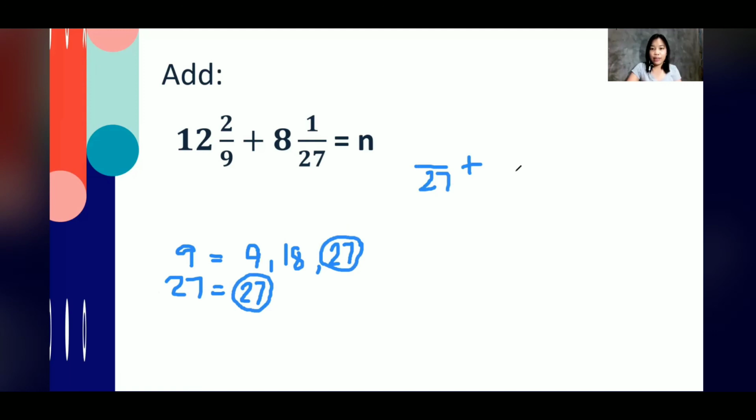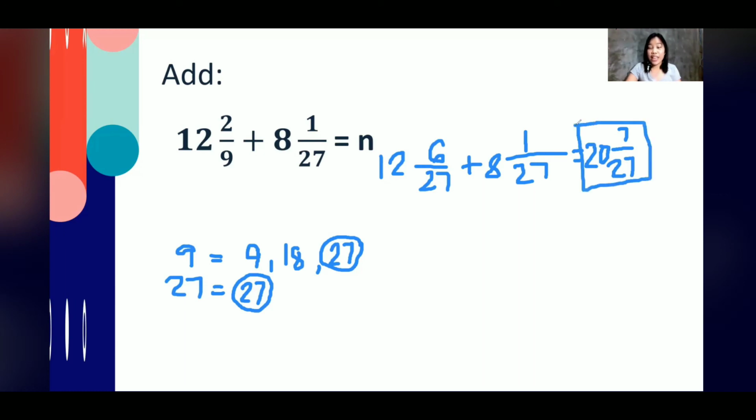27 plus 27. So let us copy our whole numbers, 12 and 8. To get our numerator, we will divide the LCD by the denominator and then multiply by the numerator. 27 divided by 9 is 3 times 2, 6, correct. 27 divided by 27 is 1 times 1, 1. Since they are already similar fractions, we will just add the numerators and copy the denominator. So 6 plus 1 is 7, and then copy the denominator, which is 27. And then let us add the whole numbers. 12 plus 8 is 20. Are we done? Yes, because there is no number that we can divide exactly into 7 and 27. So 20 and 7/27 is our final answer.